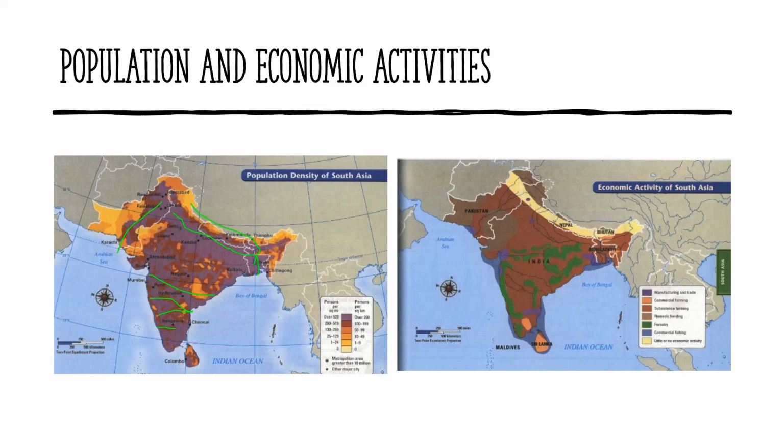Again, the population density in South Asia is incredibly high. India is second only to China in terms of human populations. For economic activities in South Asia, they have quite a bit.